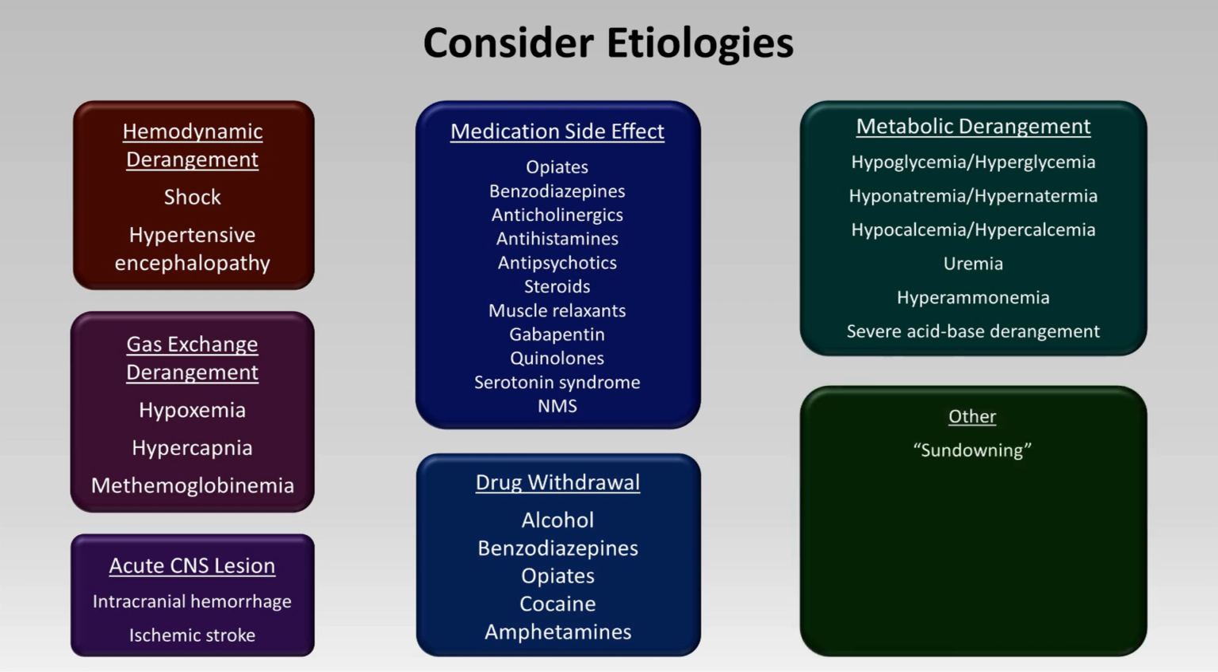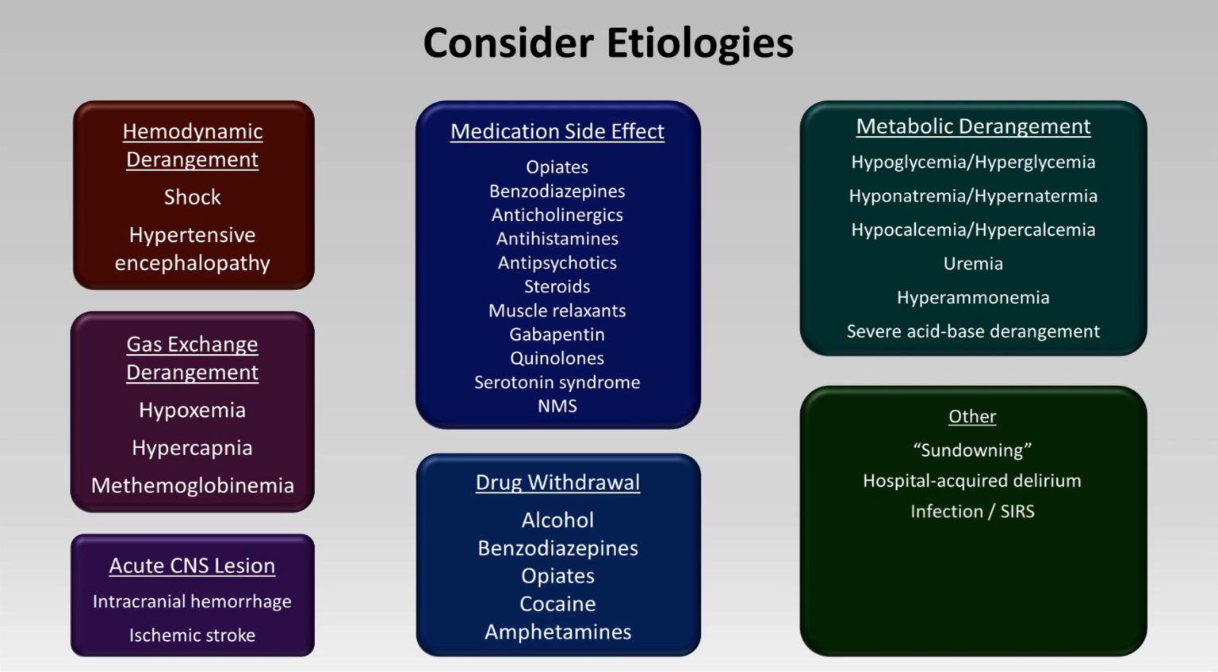Sundowning is one of the most common causes of abrupt confusion and agitation in the hospital. This term refers to the phenomenon in which patients with dementia tend to become more confused and agitated at night than during the day. There is hospital-acquired delirium due to the combination of acute illness, an unfamiliar environment, disrupted circadian rhythm, inadequate pain control, and polypharmacy.